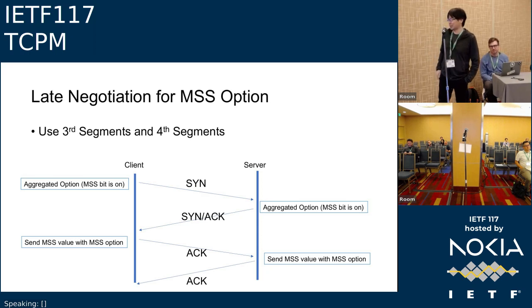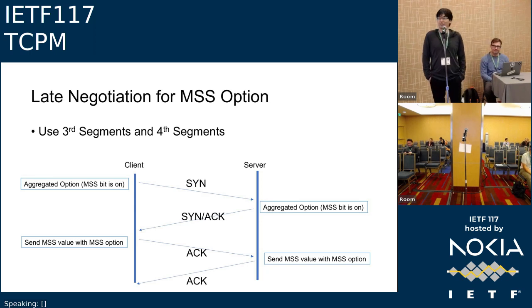Okay, so this might be another not so great idea, but another way to aggregate the MSS option is to use late negotiation. Late negotiation means using the third segment and the fourth segment. Here is a simple example. When the client sends a SYN, it sends the aggregated option with the MSS bit set on. When the server sends back a SYN-ACK, it also includes the aggregated option with the MSS bit on. After this, they start late negotiation: using the third segment, the client sends the MSS option, and the server also sends back its MSS option using the fourth segment. So this is the example of late negotiation.